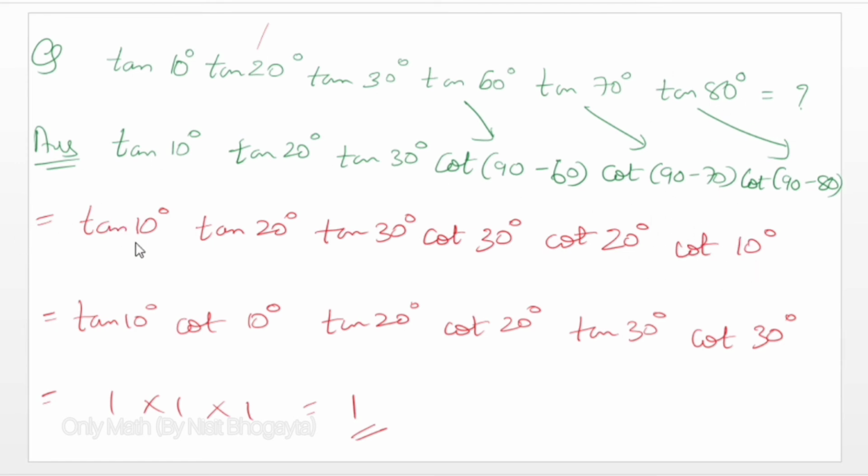Now you can just gather tan of 10 degrees and cot of 10 degrees together, tan of 20 degrees and cot of 20 degrees together, tan of 30 degrees and cot of 30 degrees together, and each of them will be 1 because tan theta times cot theta is equal to 1. That's how you will have 1 times 1 times 1, which will give you again 1.